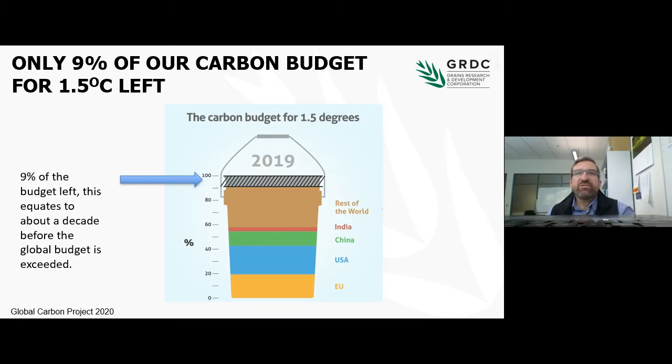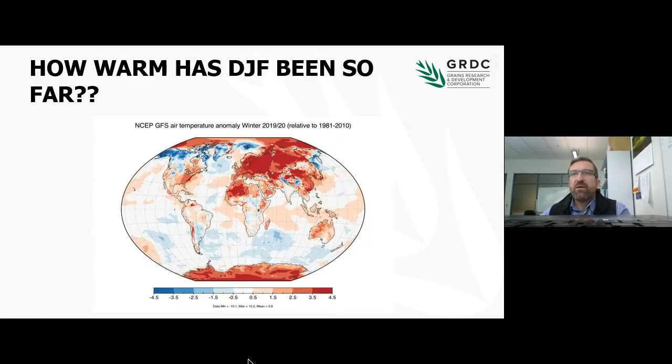So a lot of the questions that I've also been asked very recently is, we had record-breaking temperatures in 2019. What are the indicators for 2020? And the slide that you see in front of you shows the temperature anomalies for the December, January, and February period compared to the long-term average, which was calculated from 1981 to 2010.